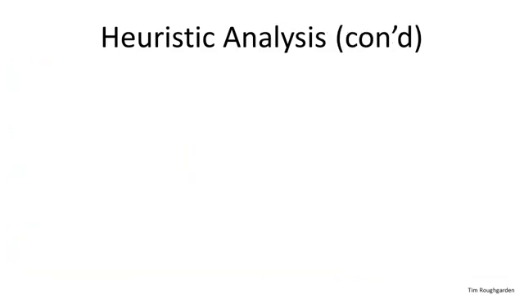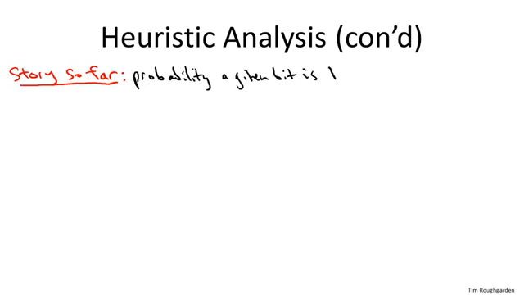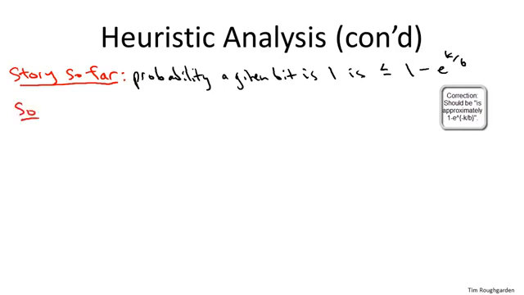So let's rewrite the upshot from the last slide. The probability that a given bit is equal to 1 is bounded above by 1 minus e to the minus k over b, where k is the number of hash functions and b is the number of bits we're using per object. Now this is not the quantity we care about. The quantity we care about is the false positive probability, where something looks like it's in the Bloom filter even though it's never been inserted.